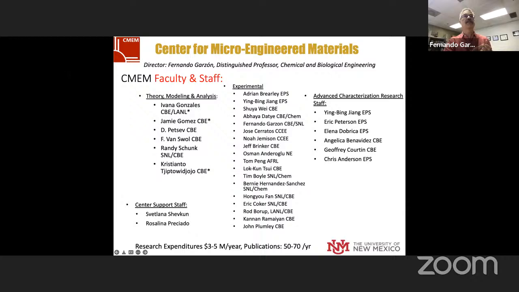Our center is relatively large. We have a number of people involved in the theoretical modeling and analysis of materials. We also have quite a large faculty associated with the experimental work, and an advanced characterization staff, who maintain all of those expensive pieces of equipment which are so important for our work. And of course, we have a center support staff, which keeps everything running. Our research expenditures run approximately $3 to $5 million per year, not including faculty salaries, and that's U.S. dollars. We publish approximately 50 to 70 peer-reviewed publications per year.